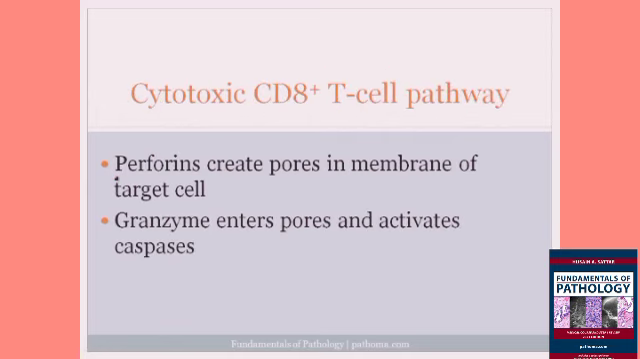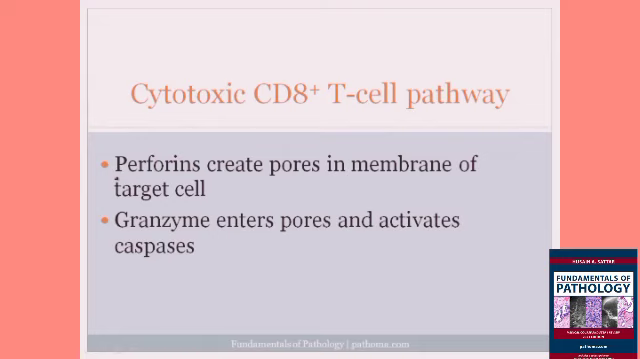And the third pathway by which caspases can be activated is the cytotoxic CD8 positive T cell pathway. Now, recall that CD8 positive T cells recognize antigen present on MHC class 1, and when they bind and recognize an antigen on MHC class 1, they kill the cell that expresses the antigen. And the way by which they kill the cell is apoptosis.